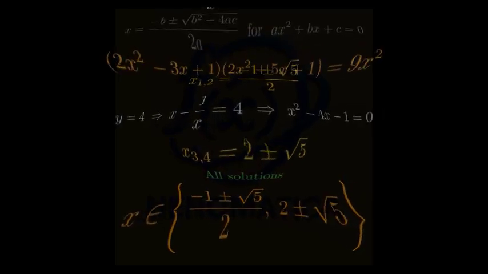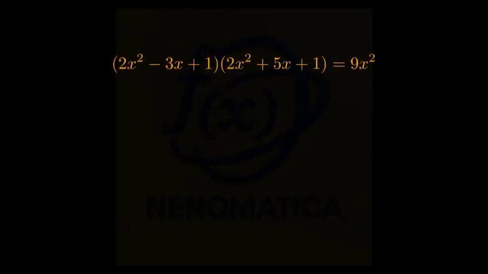In this lesson, we will solve the equation, open parenthesis, 2x squared minus 3x plus 1, close parenthesis, times open parenthesis, 2x squared plus 5x plus 1, close parenthesis, equals 9x squared. We'll follow a clean substitution strategy that turns this quartic into 2 simple quadratics.